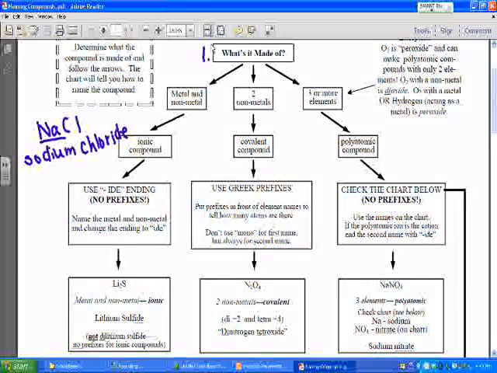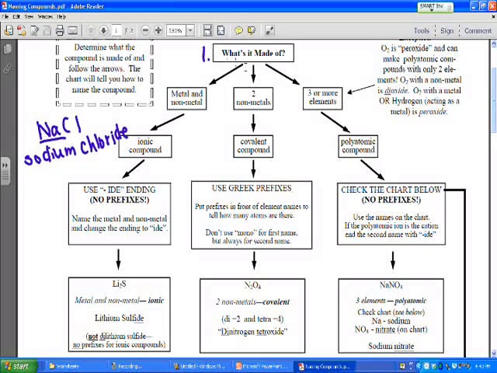Now let's go back up to our first step where we ask, what's it made of? If it's made of two nonmetals, we know we have a covalent compound. And you name covalent compounds exactly like you do ionic. The only difference is you use Greek prefixes. Okay? But you name the rest of it the exact same. So the first element that you have in the covalent compound, you keep its name that it has on the periodic table. The second name, you change the ending to IDE, but you add prefixes.